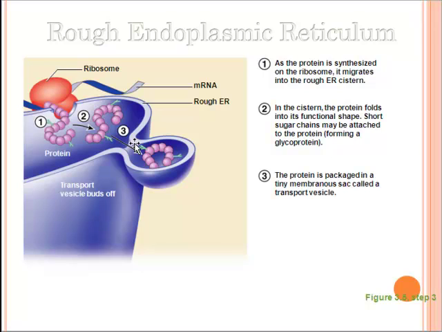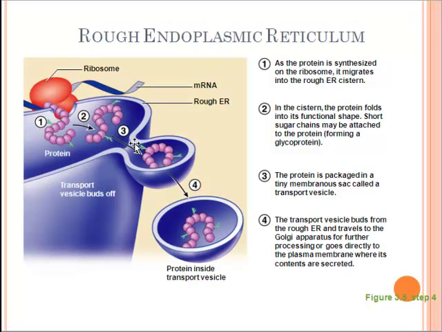Okay, so now we have the protein being packaged into the transport vesicle. It buds off of the rough ER, and now this transport vesicle is going to move to the Golgi apparatus. So this protein never leaves this membrane. Just part of the rough ER buds off and forms this little package, this little transport vesicle, that will then go to the Golgi apparatus.